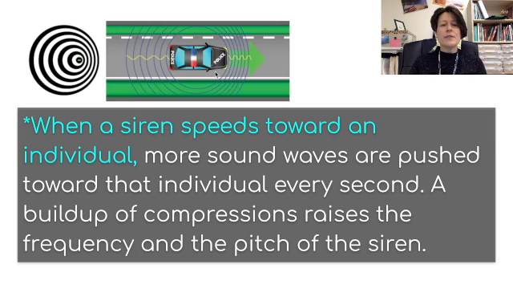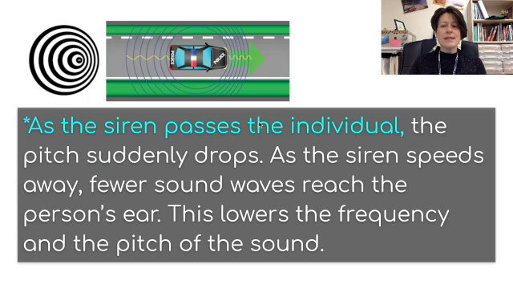So, that is what is going on. And this picture over here also shows it, taking out some of the distractions, higher frequency because they're closer together, higher pitch, lower frequency, lower pitch. So as the siren passes the individual, the pitch suddenly drops. So now you're back here behind the car. As the siren speeds away, fewer sound waves reach the person's ear. This lowers the frequency and the pitch of the sound. So lower frequency, lower pitch, because now you're behind the car.